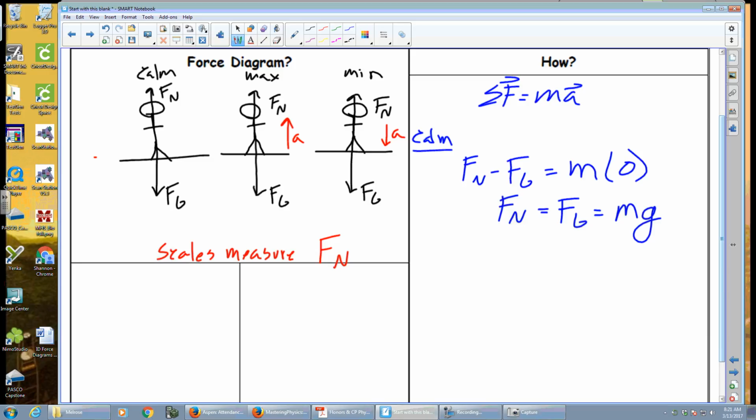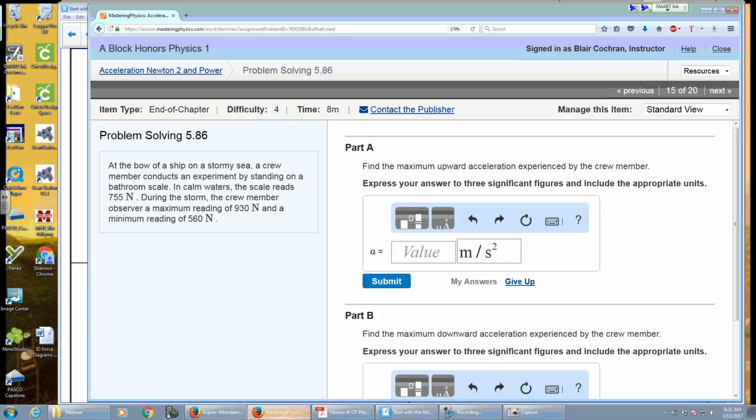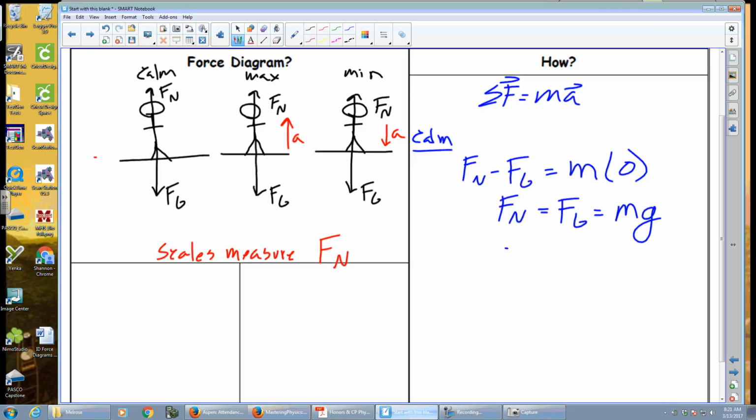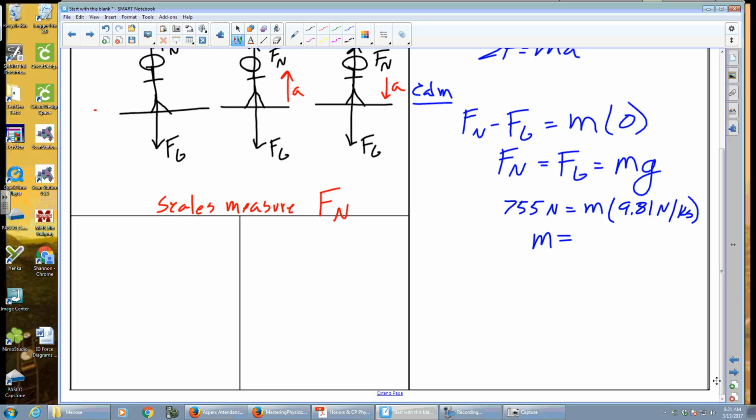So, all I can figure out is mass, right? Because they tell me what the normal force reading is at that point. So I can do a little bit of math. Let's see, what is it? It's 755. What is, oh, they want to know the acceleration. That might be helpful.